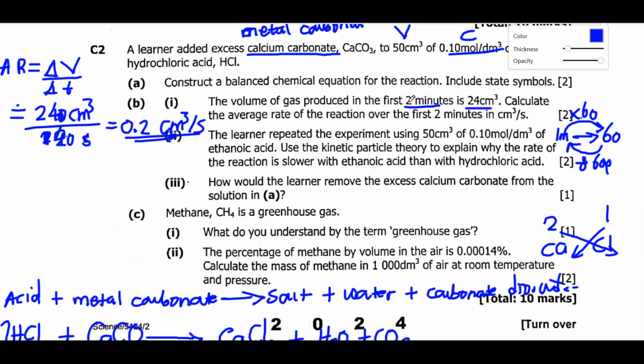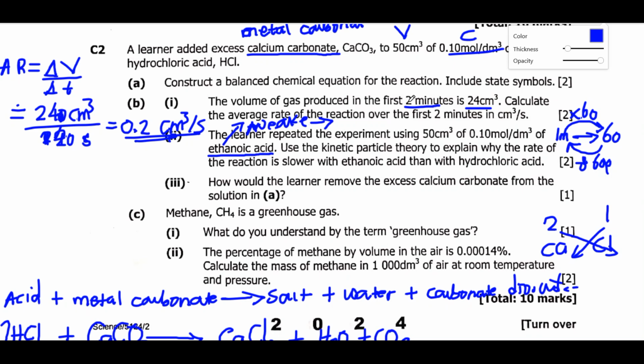The learner repeated the experiment using 50 cubic centimeters of 0.10 moles per decimeter cubed of ethanoic acid. So the second experiment, the learner used ethanoic acid instead of hydrochloric acid. Ethanoic acid is an organic acid, therefore it is a weak acid. So the second one, the learner used a weak acid. Now use the kinetic particle theory to explain why the rate of reaction is lower with ethanoic acid than with hydrochloric acid. So how do you define a weak acid?